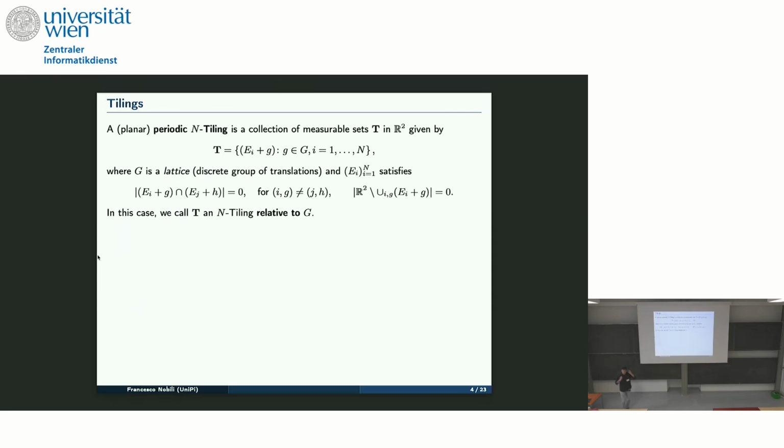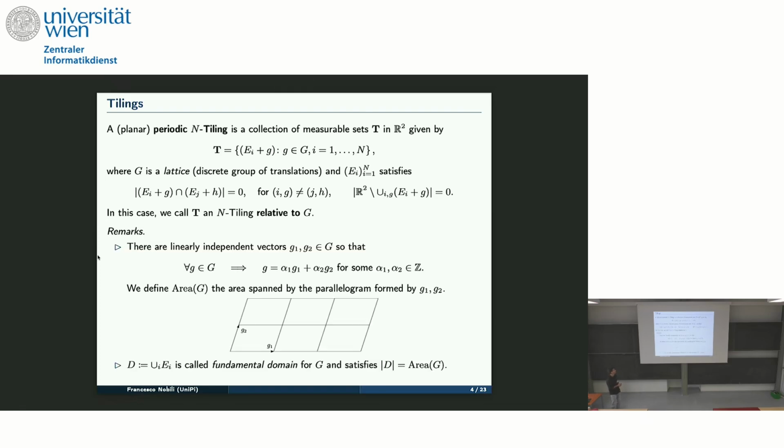Okay, so what is a tiling? A tiling, as we said, you have an integer n, and it's a collection of measurable sets in the plane, I will just stick to the plane, which are given by the repetition of n different sets, E_i, which I will call generators. And these are translated copies of those. And the translation is achieved by a lattice action, which is a discrete group of translations. So these generators must not overlap as you run the lattice, of course in a measure sense, and they should cover all the space. And to stress the lattice action, I will say that an n-tiling is periodic relative to the lattice G.